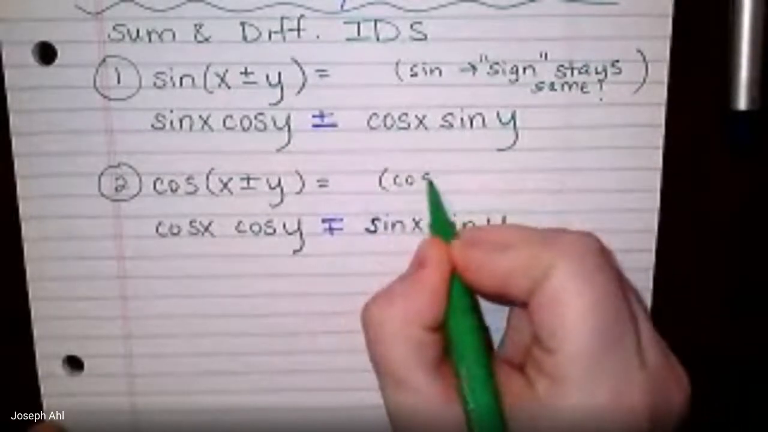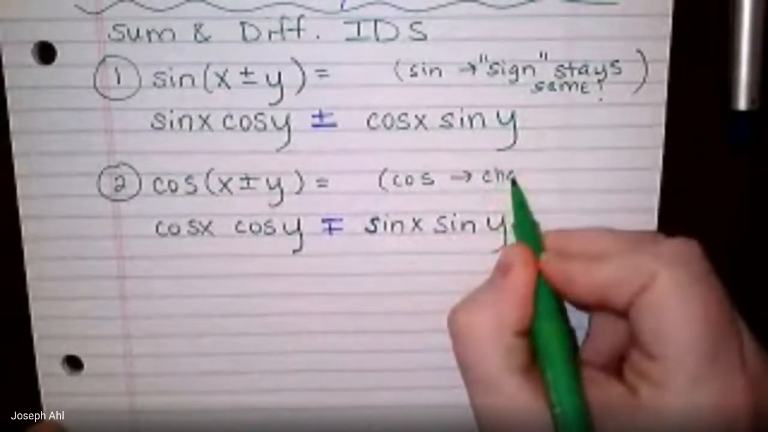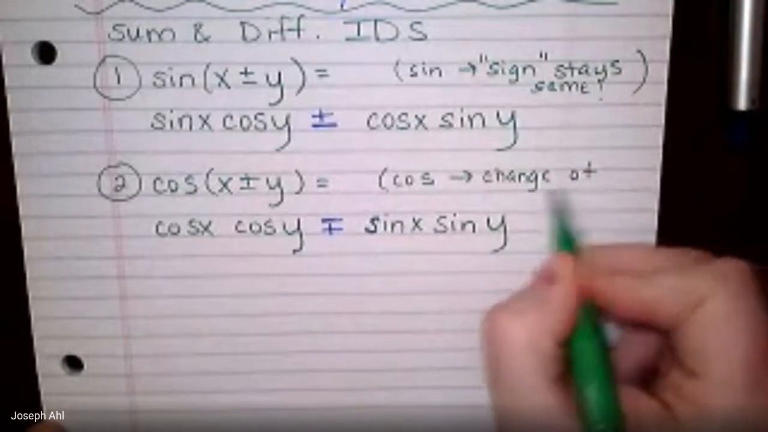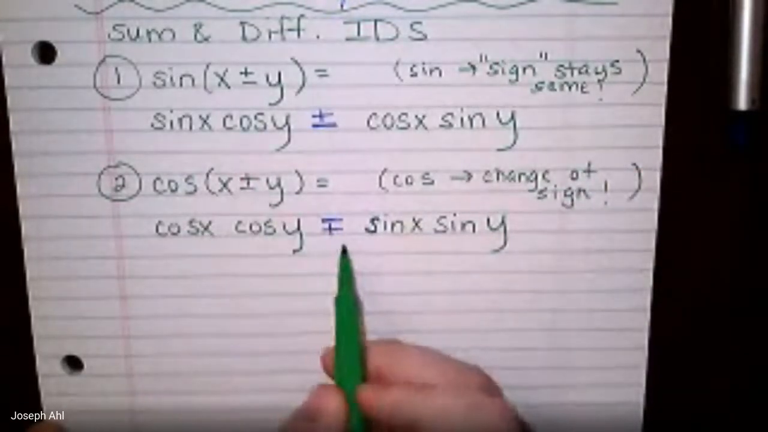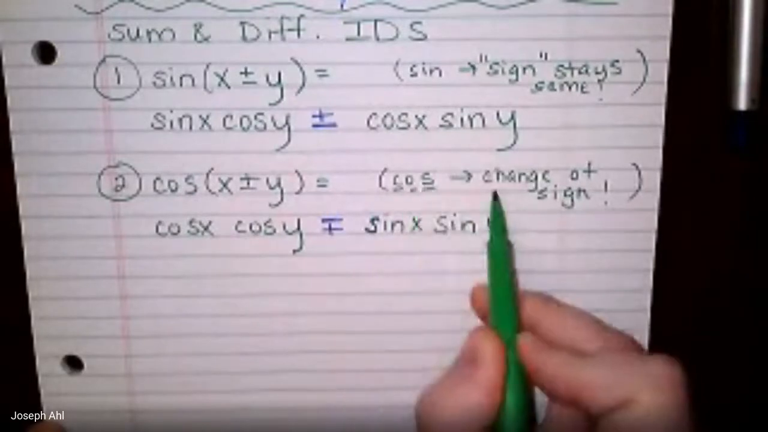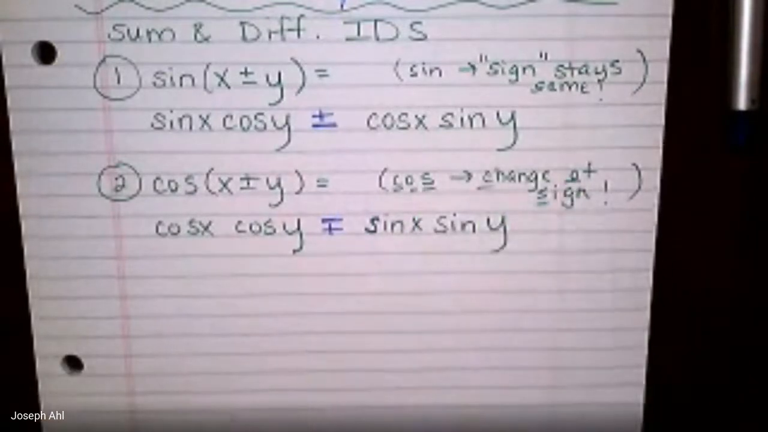And then, oh, wait, for cosine, we have a change of sign in the middle, right? If it was plus, it was minus; if it was minus, it was plus. Cosine, C-O-S, change of sign. How cool is that? C-O-S, change of sign.